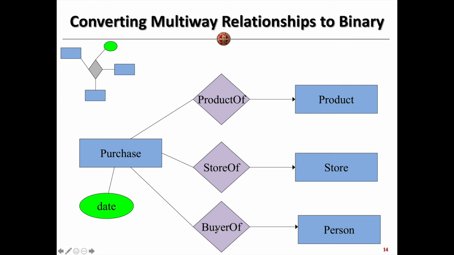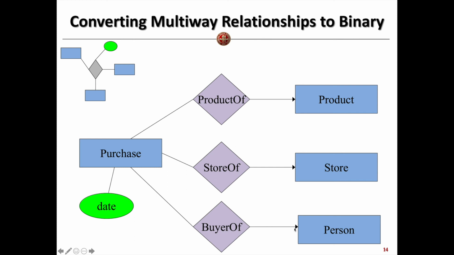Then we need to pay attention to the constraints on the new relationships. Before, we said that we don't have any arrow or direction to add to these lines. However, once we create a new purchase entity as shown here and three new relationships, then we need to ask ourselves, for these new relationships, do we need to add any arrows to the sides or not? For this case, after we do the conversion, the answer is yes. We have to add the arrows pointing to the product, to the store, and to the person.